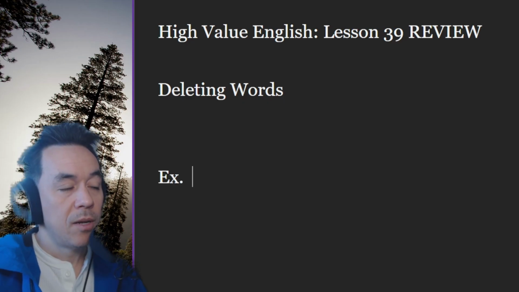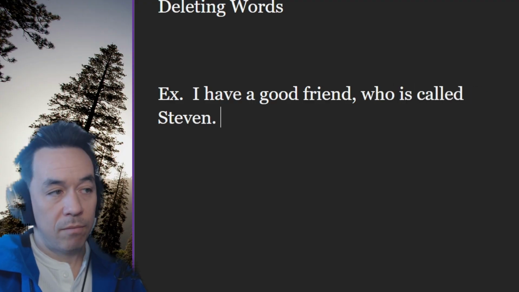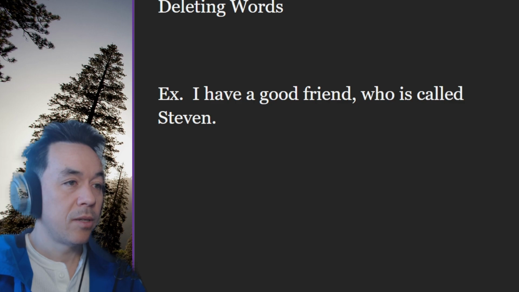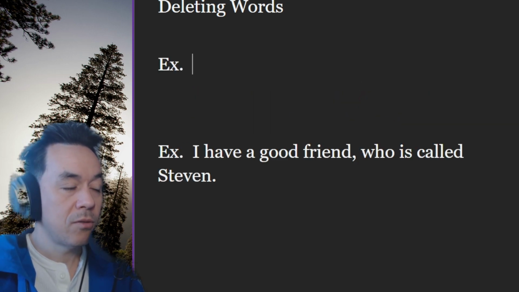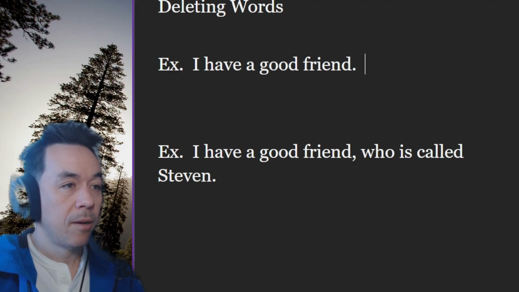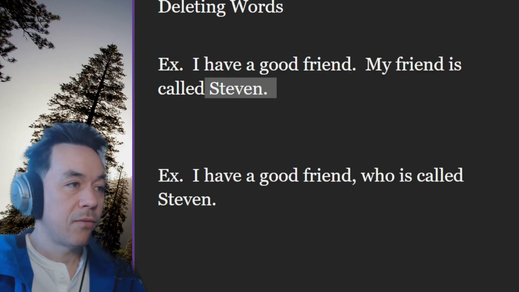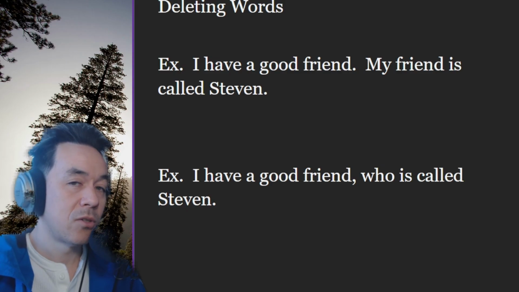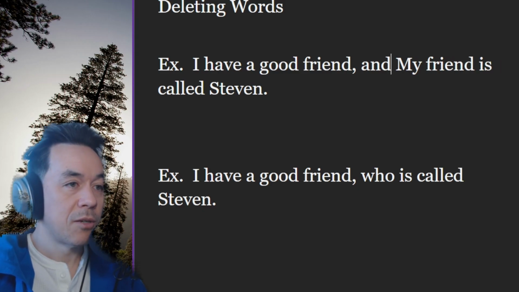And so, for example, let's see. I have a good friend who is called Stephen, for example. This is perfectly correct. Again, I teach lessons where the evolution, usually a student says, I have a good friend. My friend is called Stephen, right? Now, this is perfectly fine. This is correct, but nobody would say this. This is maybe of a young child. And so we have to join them together. So the next stage would be, I have a good friend, and my friend is called Stephen. So now it's one sentence.